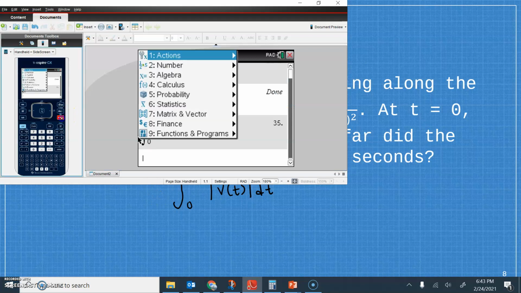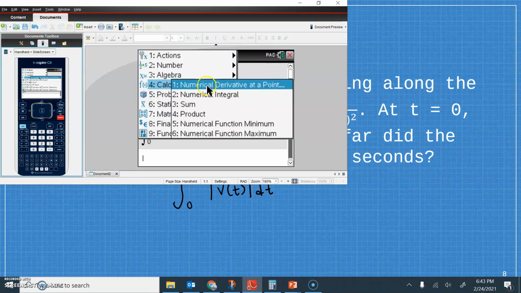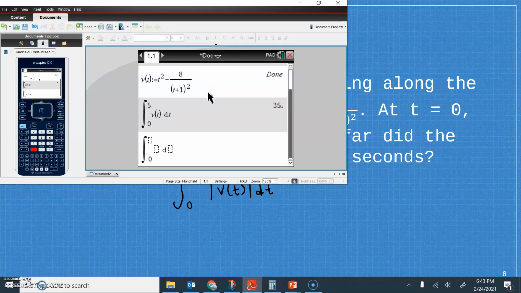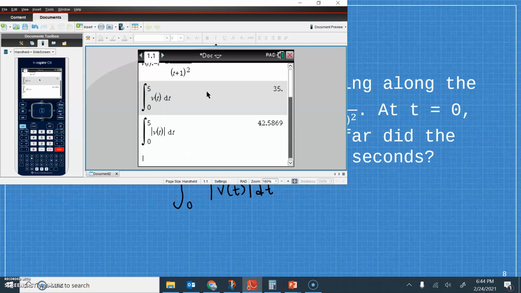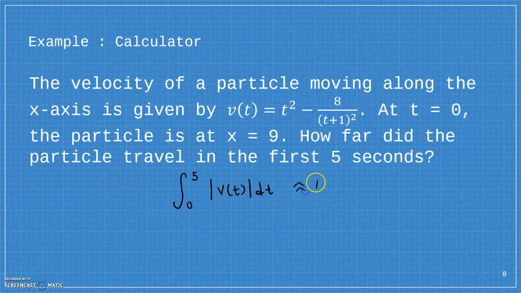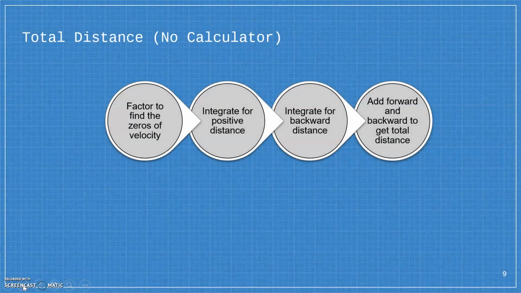So when I do that on my calculator, I'm going to do menu, calculus, numerical integral, 0 to 5. And the fastest way for me to get absolute value is to just type ABS, parentheses, and then v of t, dt. And it looks like my total distance is 42.587. So that's the fastest way to do total distance if you have a calculator.